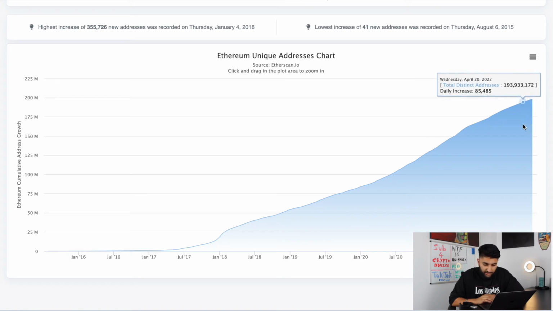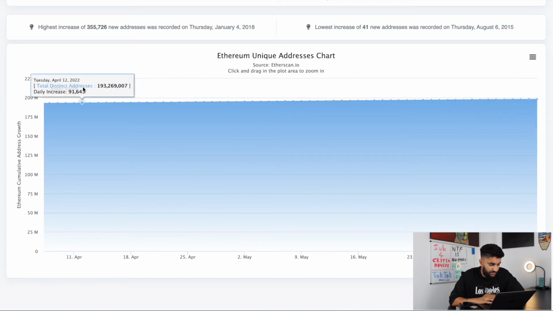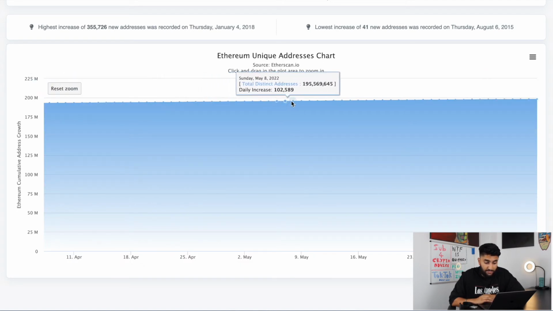So if we zoom in, and to do this we just click and drag, look at this. Consistently below 100,000 wallets being created daily. So by looking at this, we can see that the cryptocurrency growth is leveling off and it's slowing down. And this makes sense because we're currently in a cryptocurrency bear market and people are losing interest. So we're seeing less users sign up and get involved.